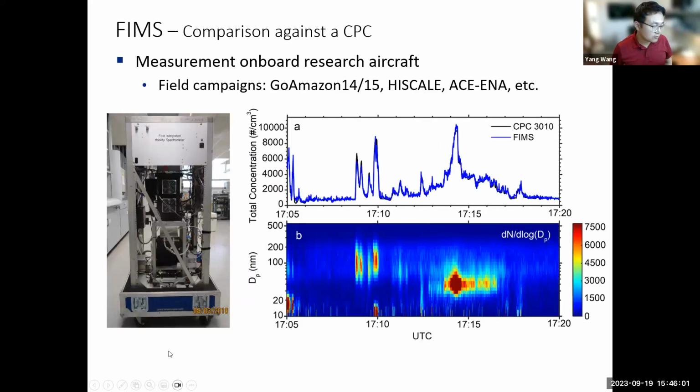Because this FIMS instrument can do high time resolution measurement, it has been applied in so many aircraft measurement campaigns, because people really need this instrument to do submicron aerosol size distribution measurements. And the SMPS, as we introduced earlier, is not sufficient to do these high time resolution measurements, especially if we want to do it accurately, right? So it has been deployed in the GoAmazon campaign, in the Amazon forest, right, on the aircraft, high scale in central Oklahoma, and the ACENA, that's over the eastern North Atlantic on Azores Islands.